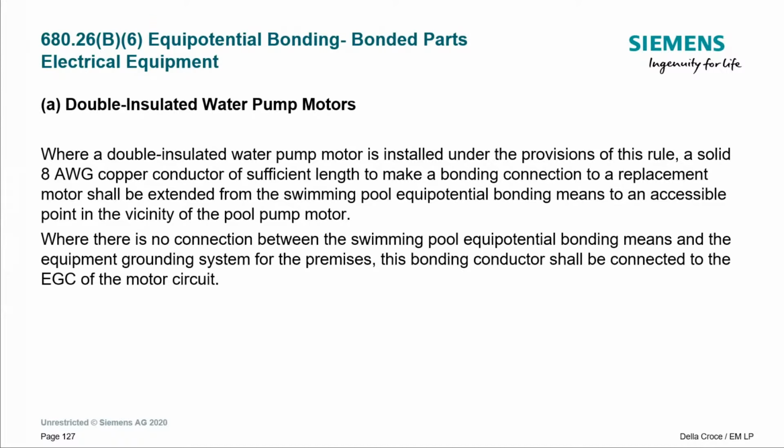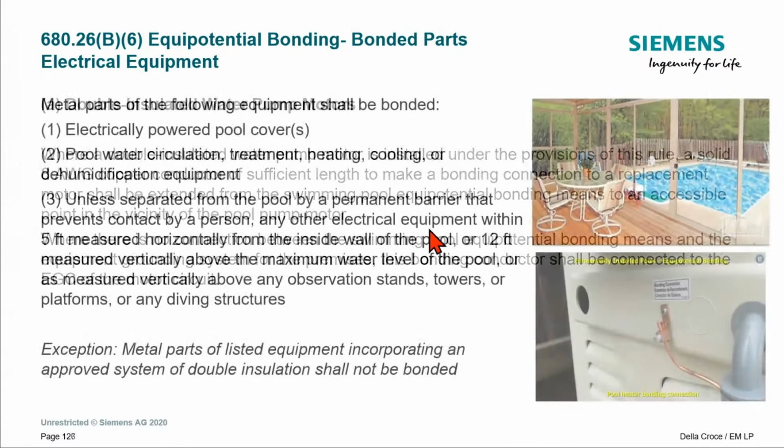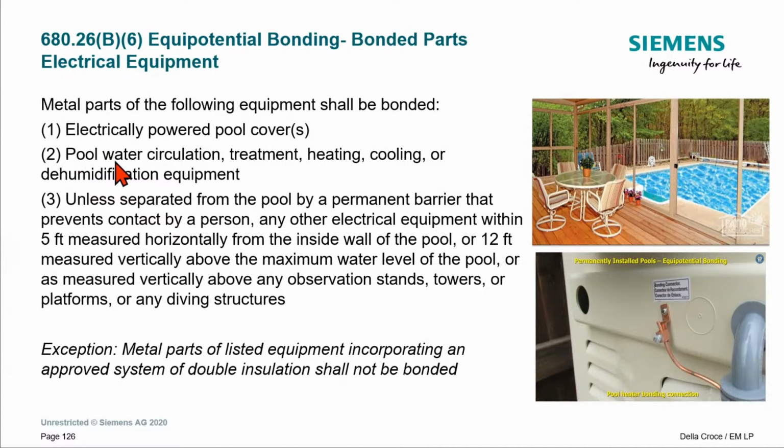Okay, well, what happens if I have a double insulated water pump motor, circulating pump motor? What do I need to do? Okay. Well, we already know we've got to bond it, right? We saw that earlier. It's required. There's no way around it. We're going to have to do that. It's right here. Okay. Pool water circulation. We're going to be taking it over to that. We've got to bond to this motor.